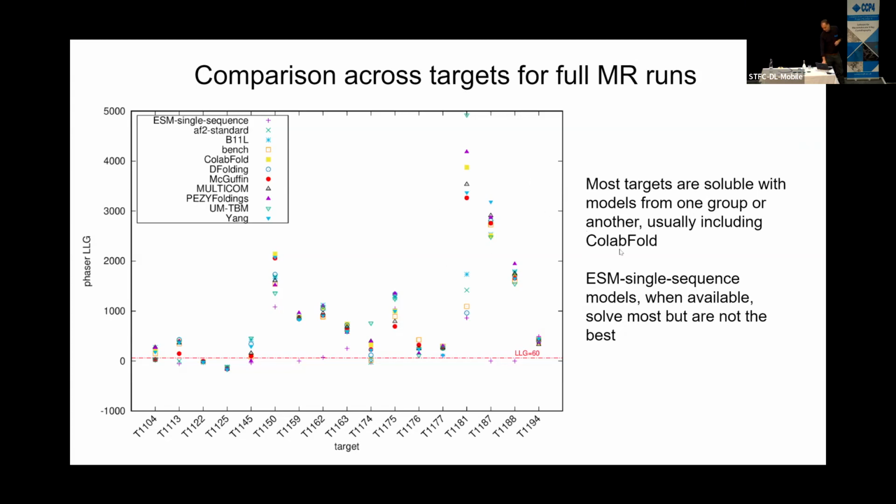You can usually solve them with CASP15. That's the one that you can get through your browser. CASP15 is not the absolute best, but it will often do it. ESM single sequence, this language model method, is not quite as good, but when they're available, and they weren't available for some of these, the dots are simply the absence of a prediction, but where they were produced, they were often good enough.